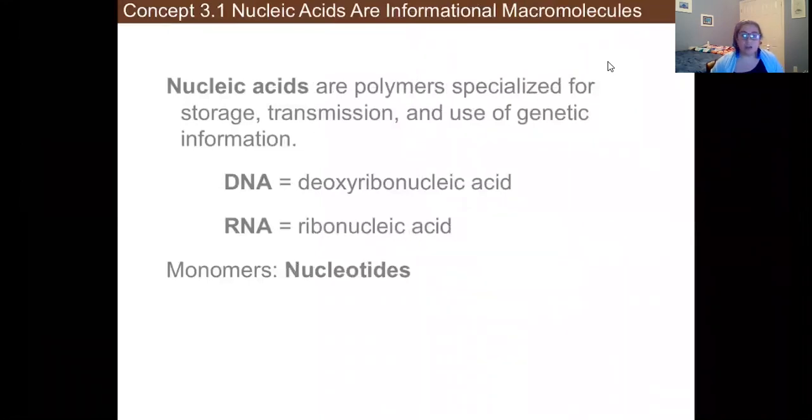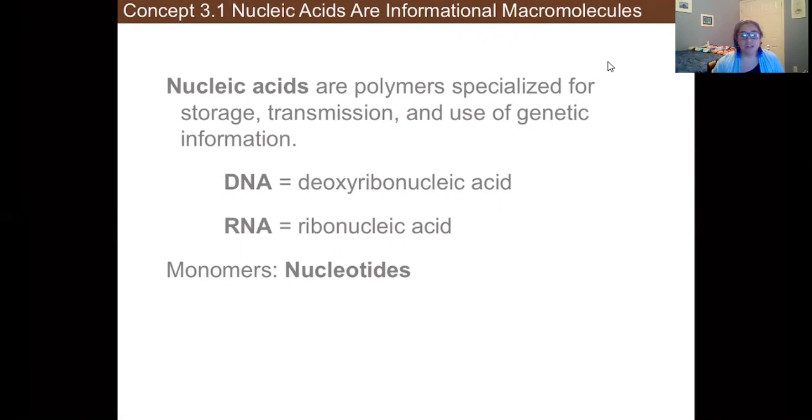So nucleic acids are polymers specialized for storage, transmission, and use of genetic information. DNA and RNA are the two most common examples of those nucleic acids, although ATP, which is energy and has stored chemical energy in its bond, is also considered a nucleic acid. DNA stands for deoxyribonucleic acid. You can always just use the abbreviation DNA without having to write out the whole word. And RNA is ribonucleic acid. And again, you can always just write RNA without having to write out the entire word.